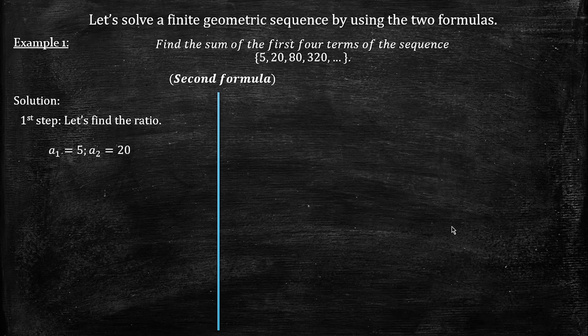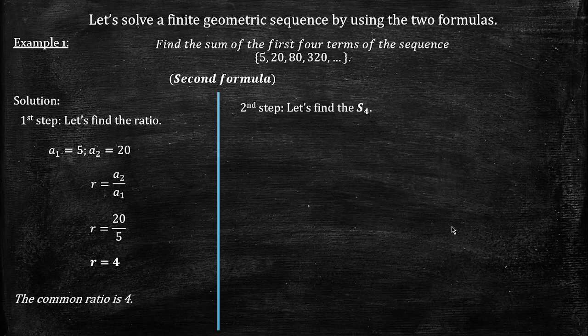So, a sub 1 is equal to 5, a sub 2 is equal to 20, ratio is equal to a sub 2 divided by a sub 1. Substitute the values, ratio is equal to 20 divided by 5. So, the common ratio is equal to 4. The next one, let's find the s of 4.